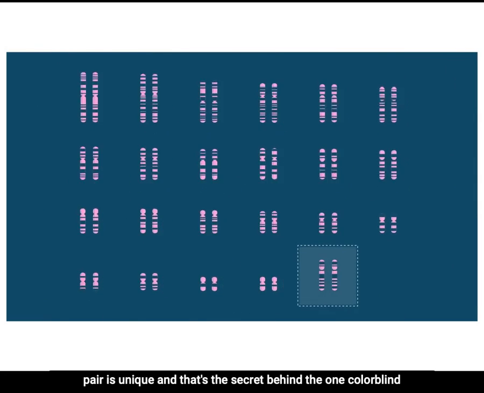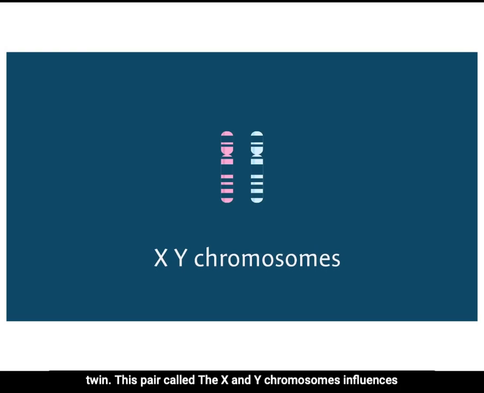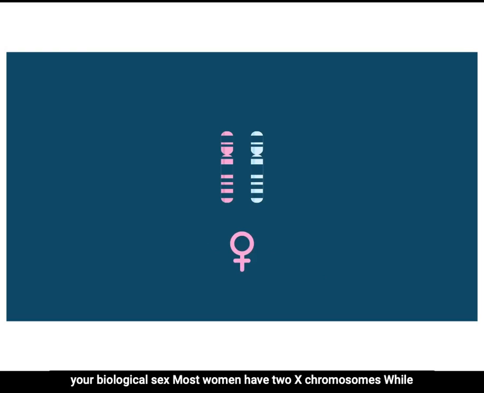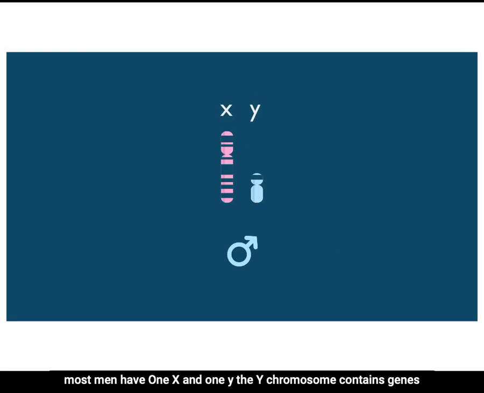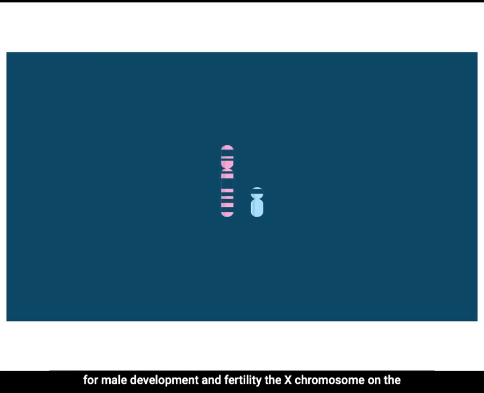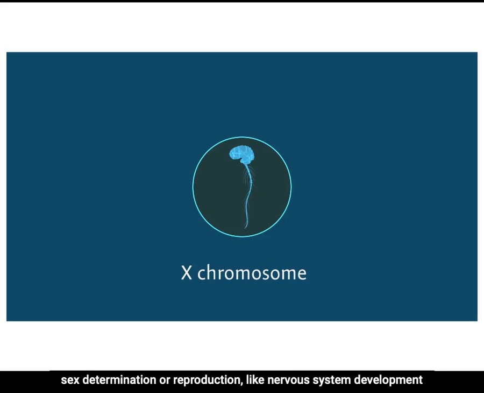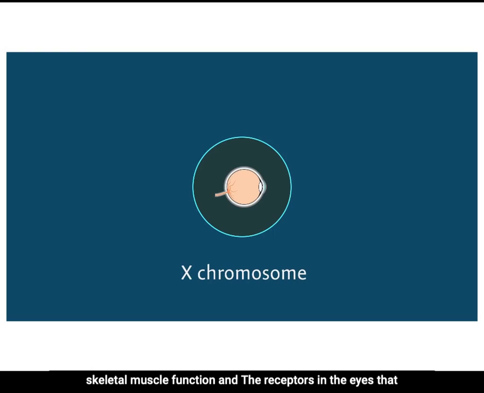But the 23rd pair is unique, and that's the secret behind the one colorblind twin. This pair, called the X and Y chromosomes, influences your biological sex. Most women have two X chromosomes, while most men have one X and one Y. The Y chromosome contains genes for male development and fertility. The X chromosome, on the other hand, contains important genes for things other than sex determination or reproduction, like nervous system development, skeletal muscle function, and the receptors in the eyes that detect green light.